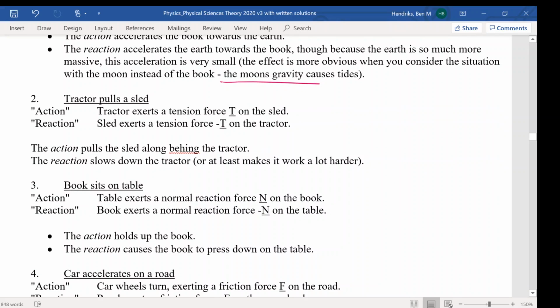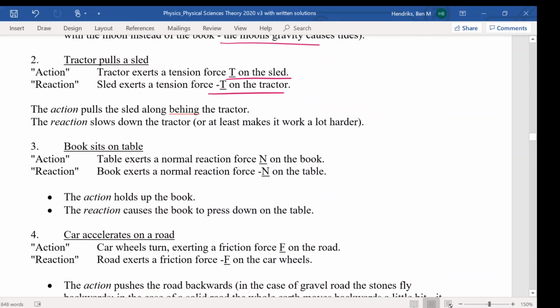Tractor pulls a sled: the action force is the tractor exerts a tension force T on the sled, and the sled exerts a tension force of minus T on the tractor. Book sits on table: the action is that the table exerts a normal reaction force on the book, and the book exerts a normal reaction of minus N on the table. So again, N and minus N have just switched.